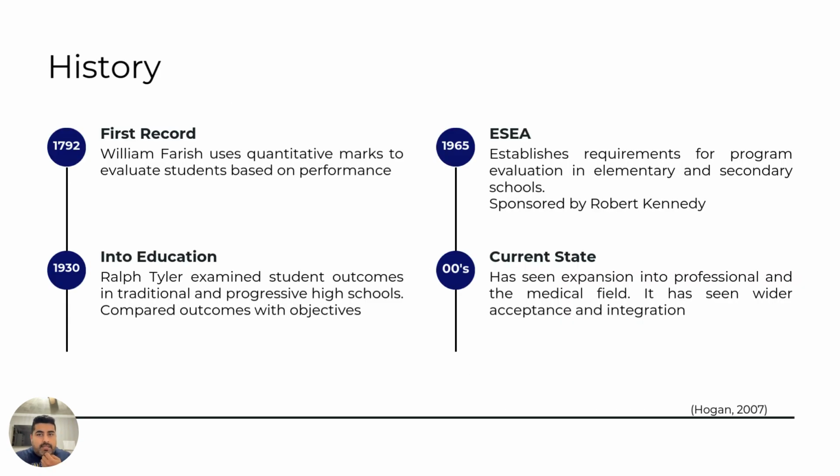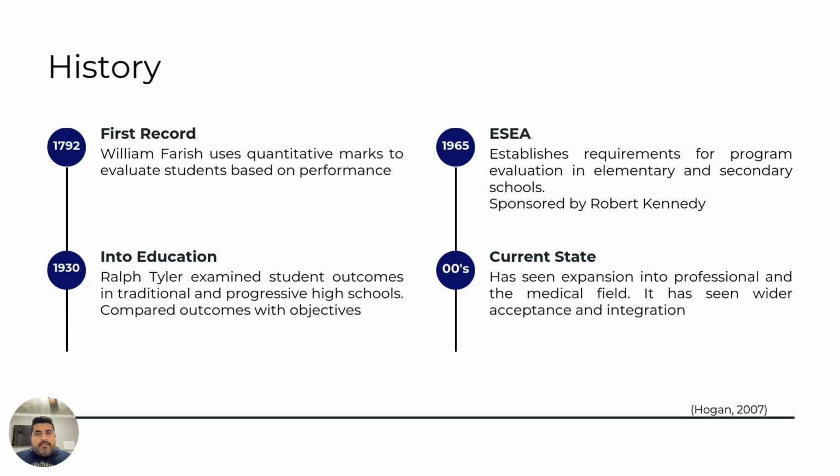So some of the history of it, basically evaluation goes back to 1792, in which William Farish used quantitative marks to evaluate students based on performance. And then you have a huge gap up until the 1930s, in which you see a more broad approach to program evaluation, in which Ralph Tyler looked at 15 different schools from traditional to more progressive and looked at the student outcomes. And this kind of differed from what was going on back then in terms of more scientific research, in which you had control groups and manipulating variables and stuff like that. This was more like observational.